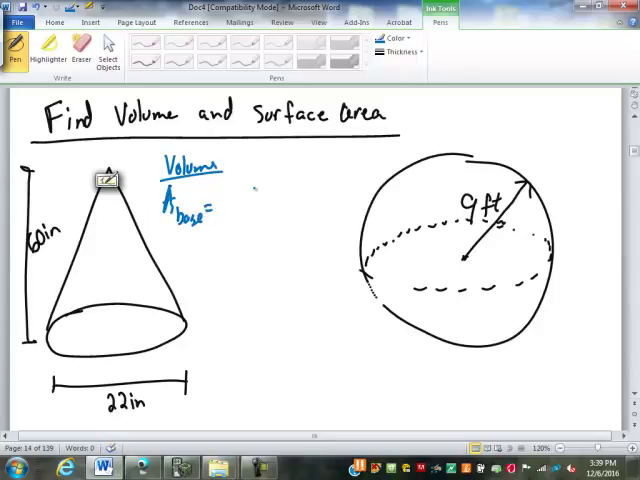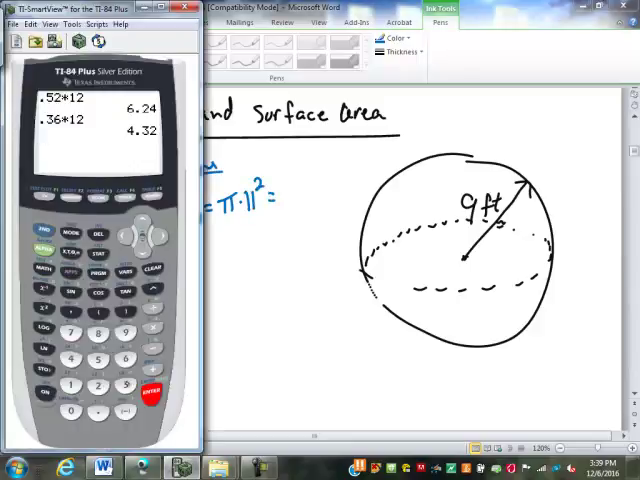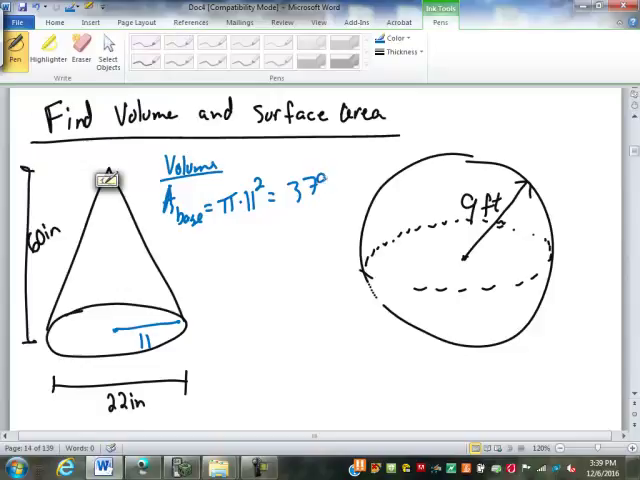The base of this is a circle, so the area is pi times the radius. So it's not going to be 22, it's going to be 11 squared. So 3.14 times 11 squared, 379.94. And that's going to be square inches.